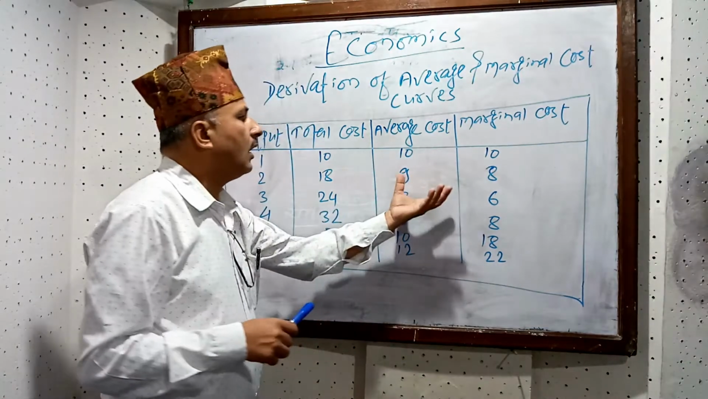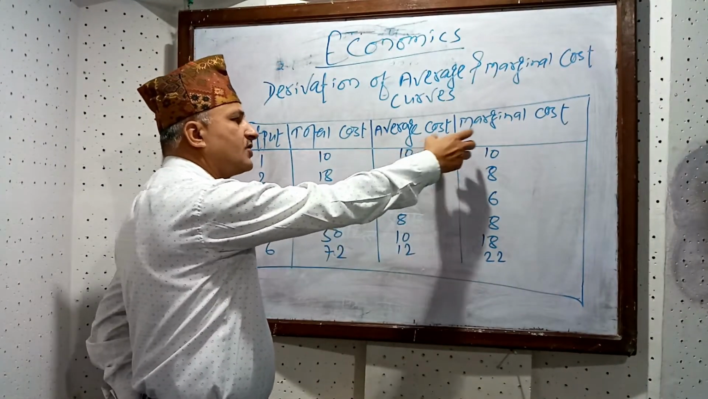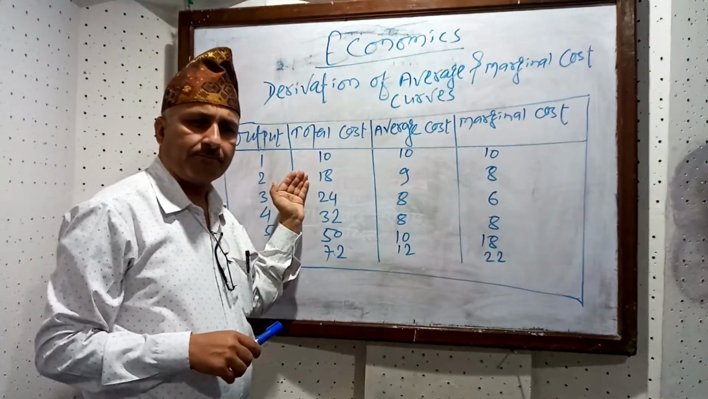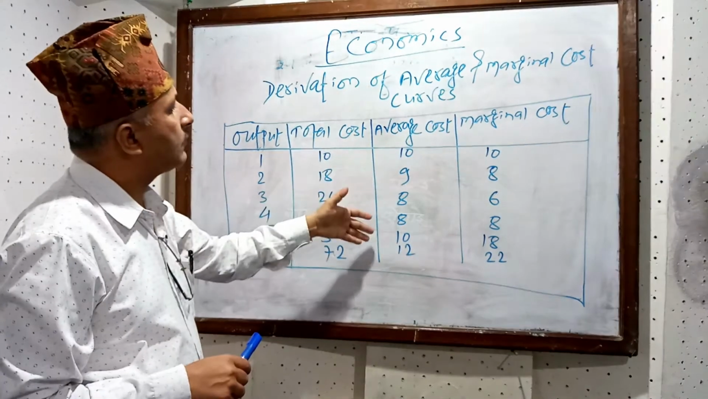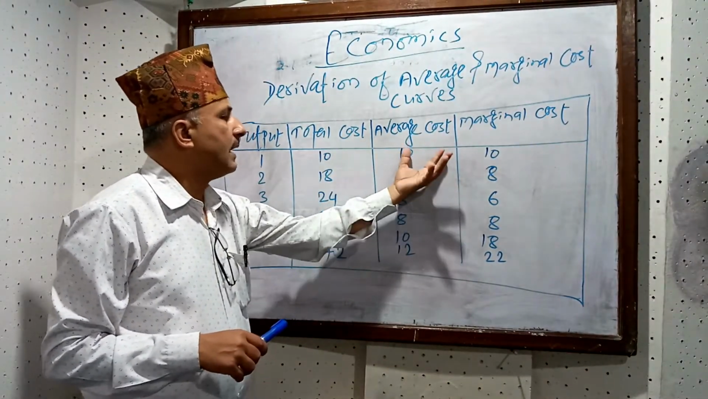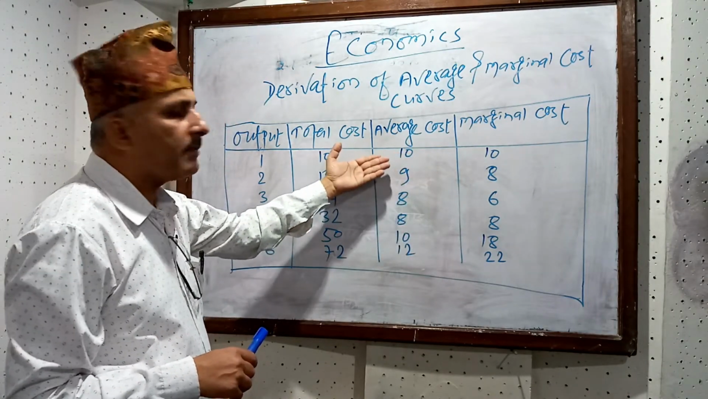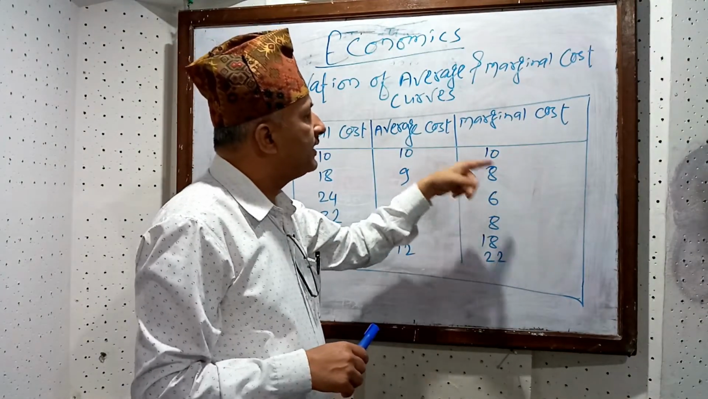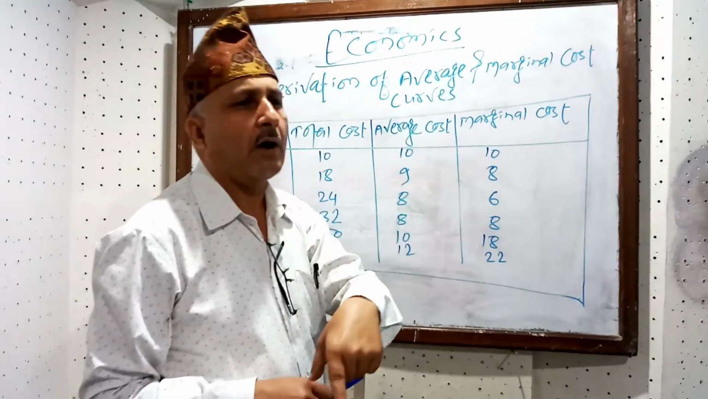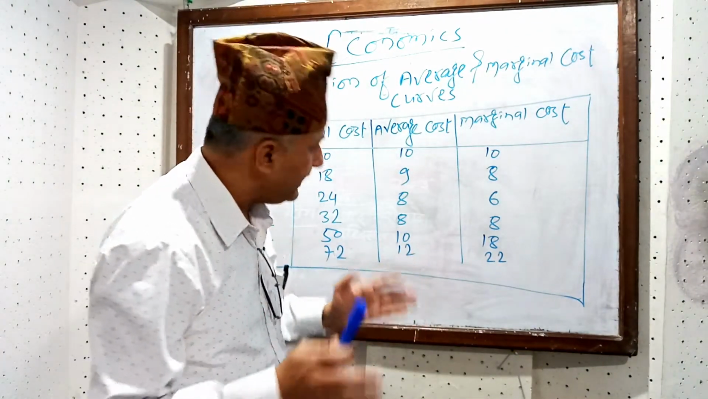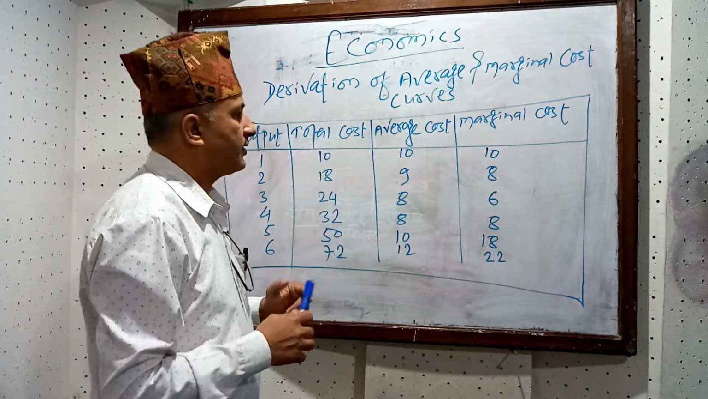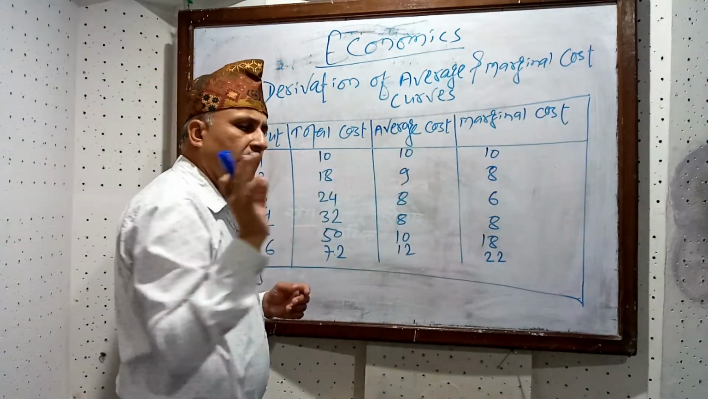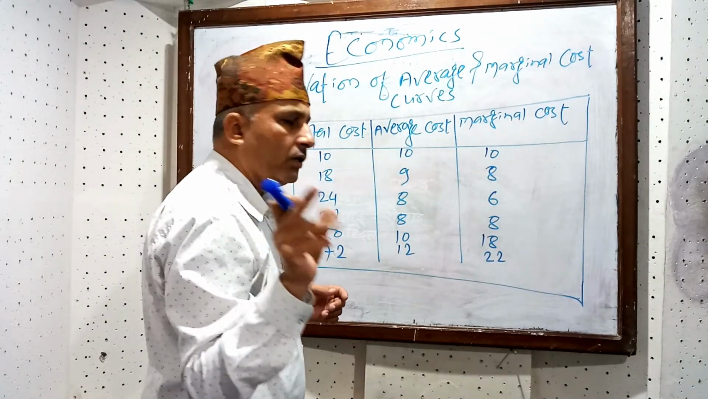Now let's see what the relationship between average cost and marginal cost is. Both of them can be calculated with the help of total cost. Average cost is the result of dividing total cost by the number of output produced, and marginal cost is the change in total cost due to the production of one more unit of output. That's why both of them can be calculated with the help of total cost. At the beginning, average cost and marginal cost are both the same, that is 10 and 10. Look at your schedule, dear students.